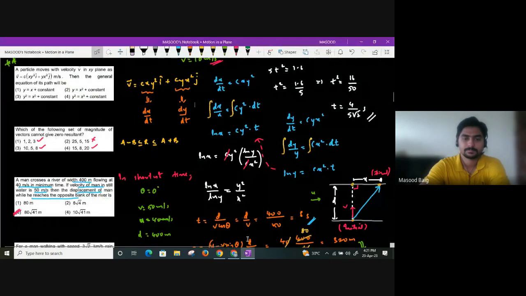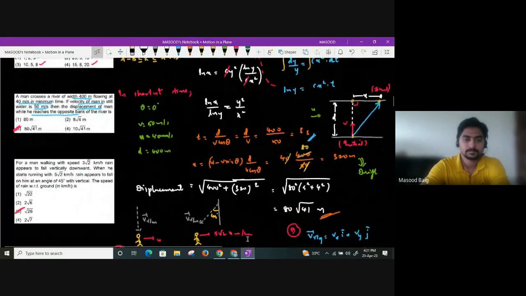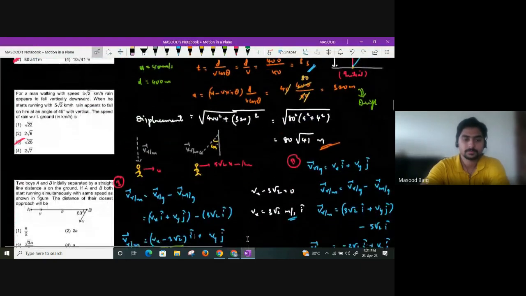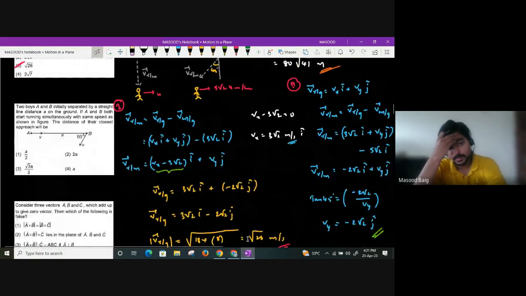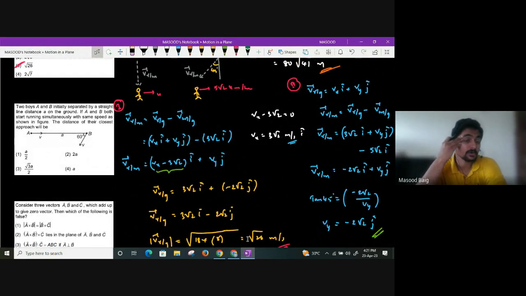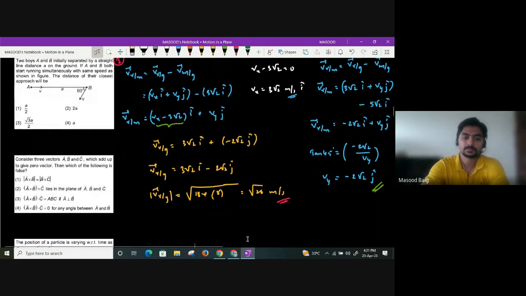Let us move to the next question. Two boys A and B are initially separated by a distance, in a straight line on the ground. If A and B both start running simultaneously with the same speed as shown in the figure, find the distance of their closest approach. This is also a relative motion concept. Let us try to do that concept, guys.